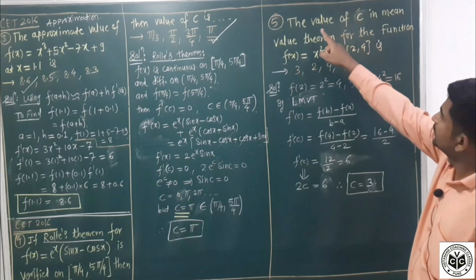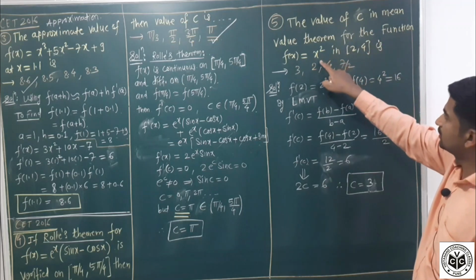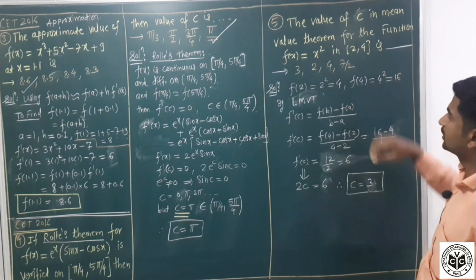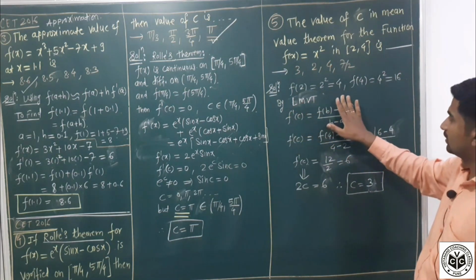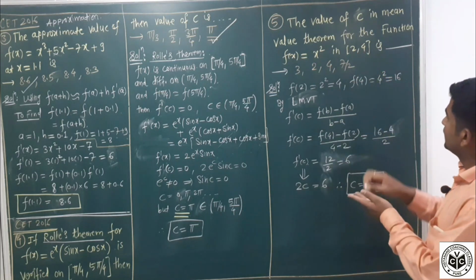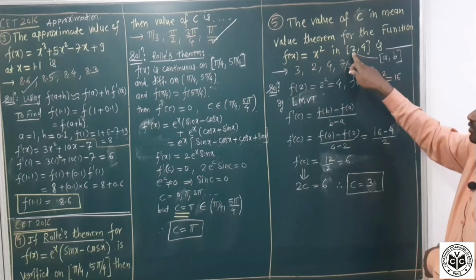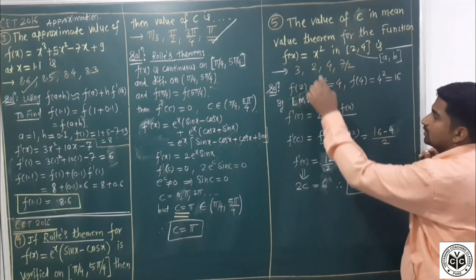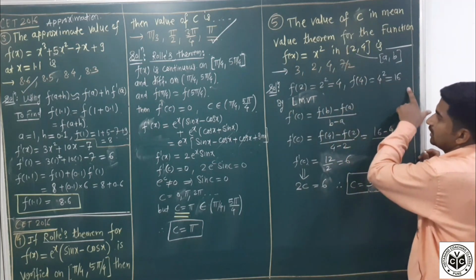Next example, the value of c in the mean value theorem for the function f x is equal to x square in this closed interval 2, 4, that you have to calculate. Firstly, you have to apply here Lagrange's mean value theorem. So your a and b are from this interval. So a is 2, b is 4. So what is f of a? This f x is x square, so f of 2 is 4. f of 4 is 16.